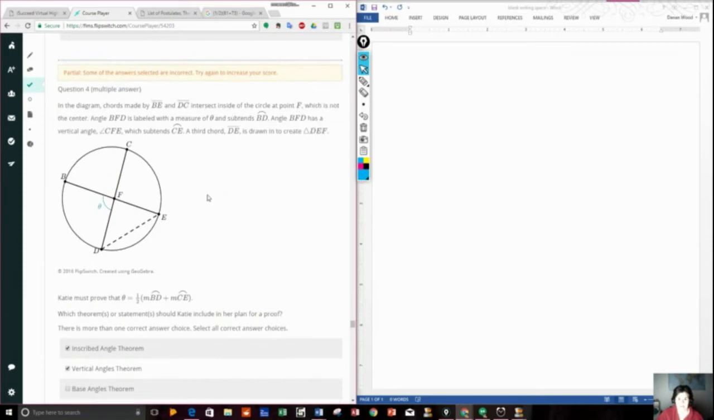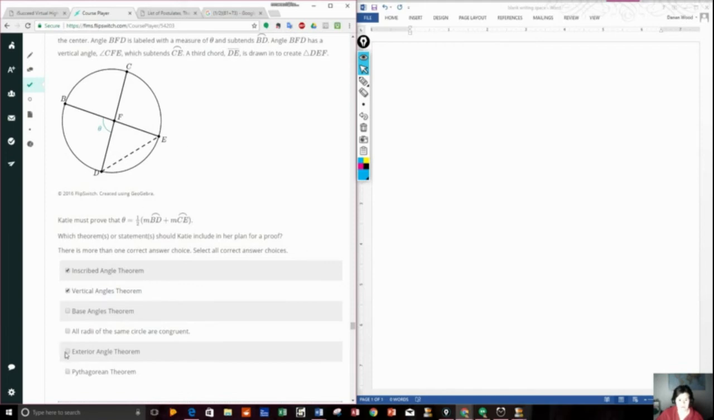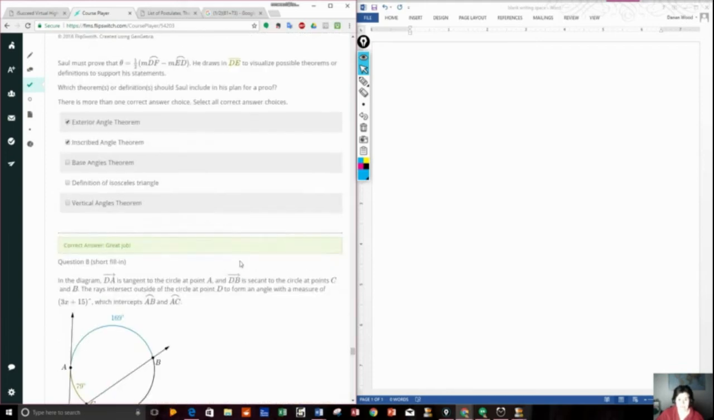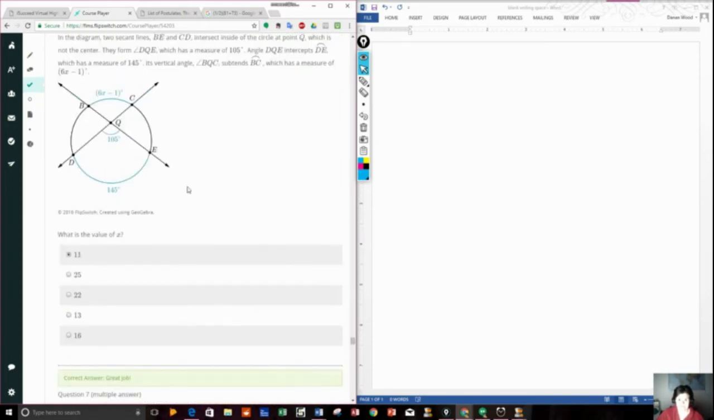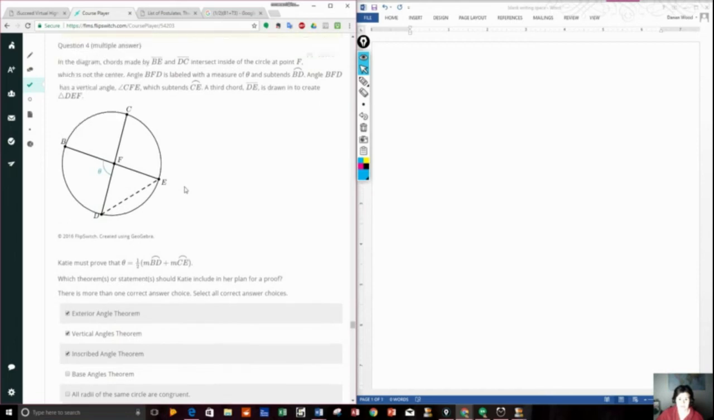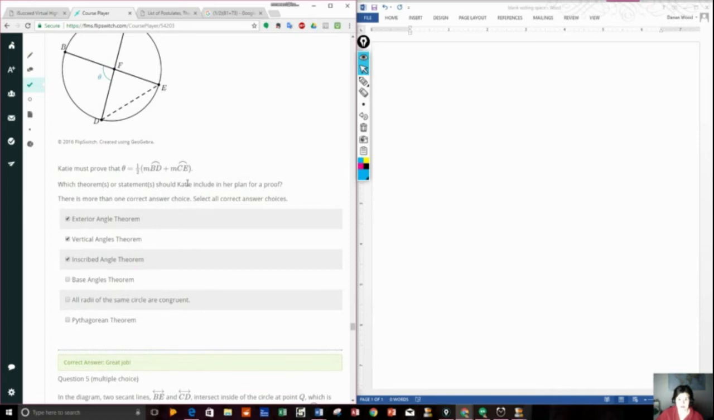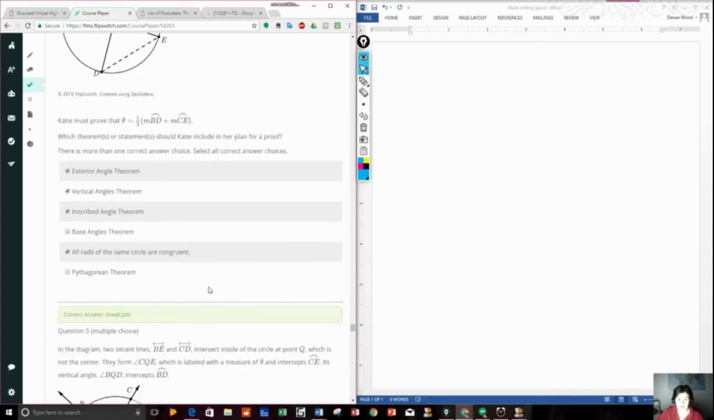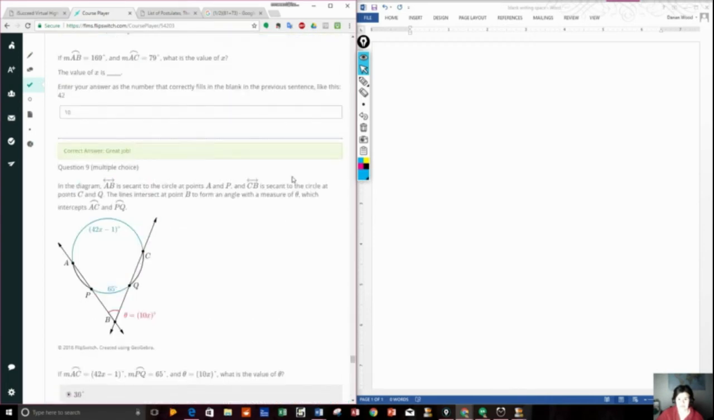Alright, some of the answers selected are incorrect. Try again to increase your score. Okay, oh, we forgot the exterior angle theorem. So let's check that. Some of them are still not correct. Try to increase your score. We know that all radii of the same circles are congruent. I didn't see that in the theorem, but I was just scanning quickly.